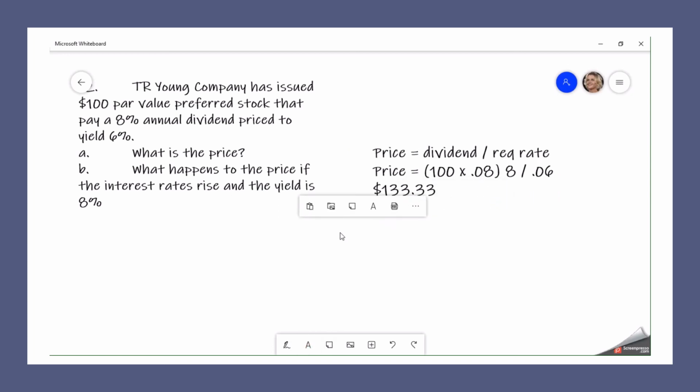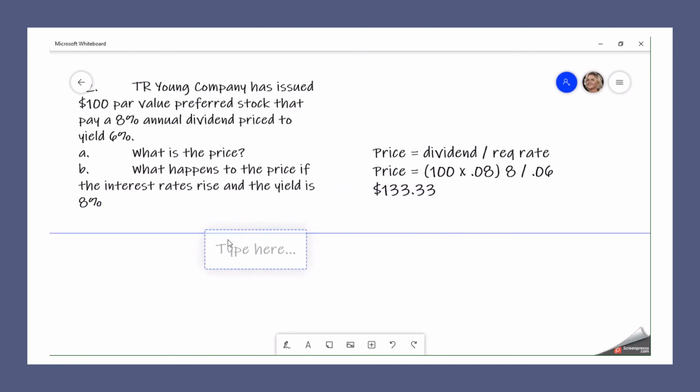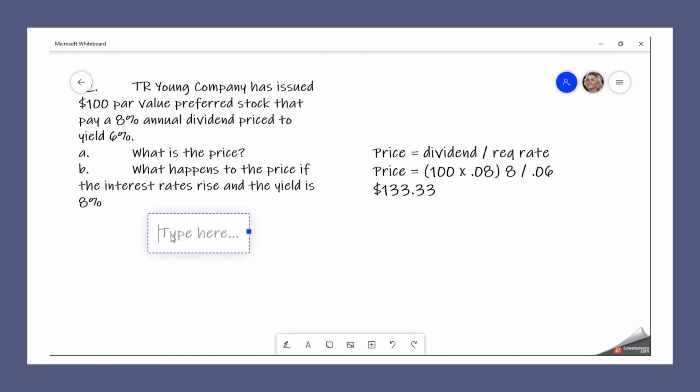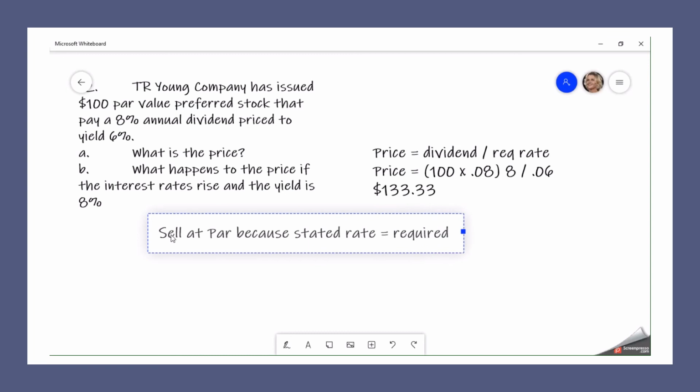Okay, then the second scenario says, doesn't let me move it. It just takes it away from me. Okay, there we go. What happens to the price if the interest rate rises to 8%? Well, what's going to happen is it's going to sell at par because the stated rate equals the required rate.